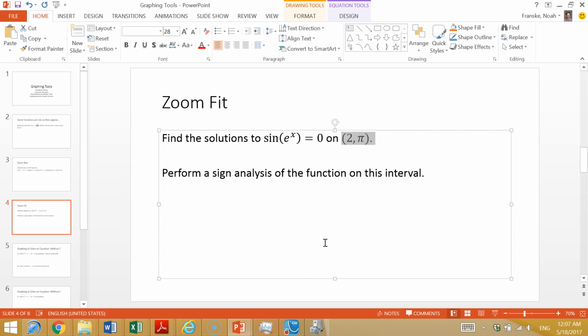Sign changes are really, really important when we do sign analysis in calculus. And you can't see it at all. You'd still have to make your own number line and find your analysis. So I just think graphing is so much better for this.